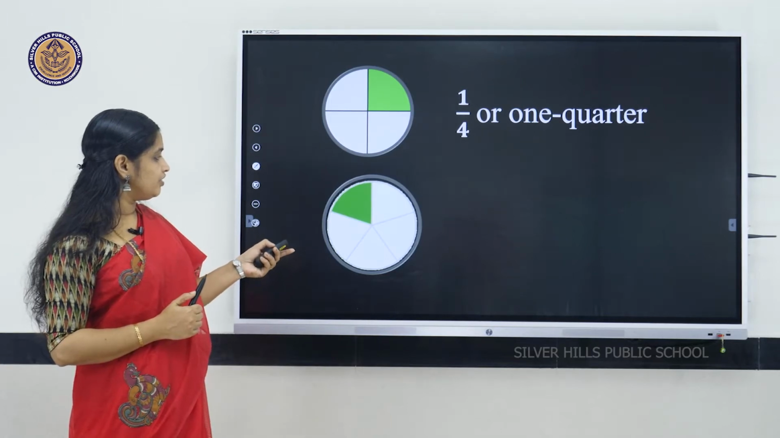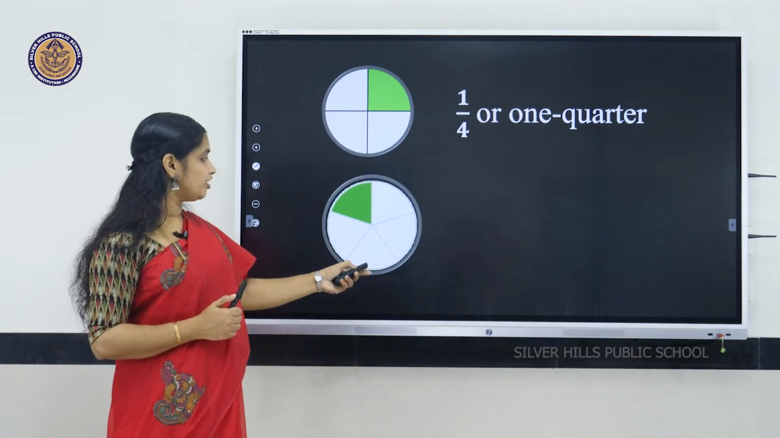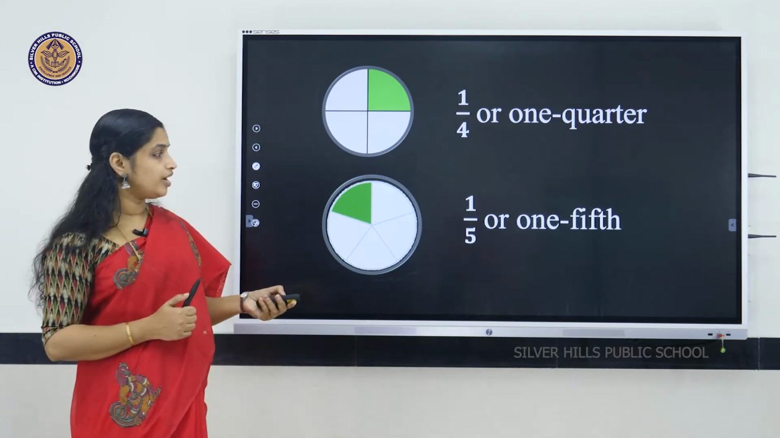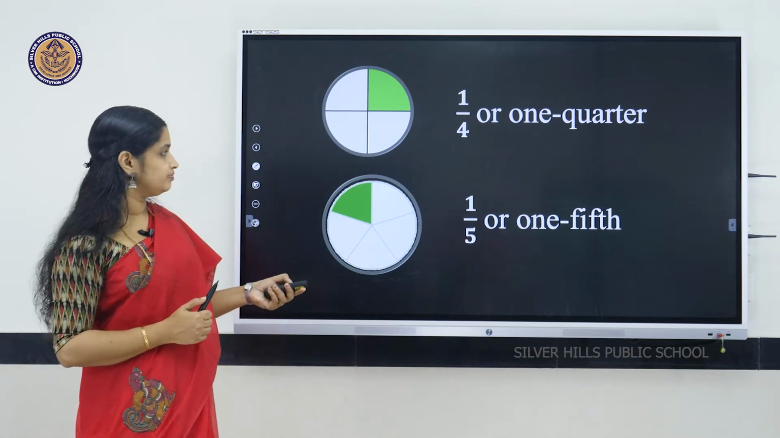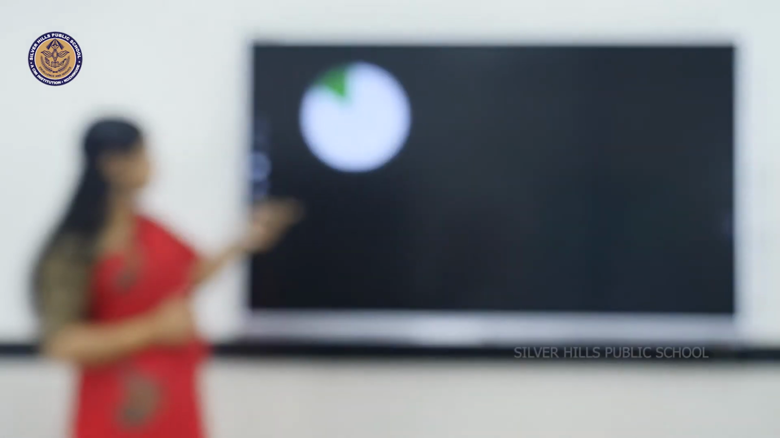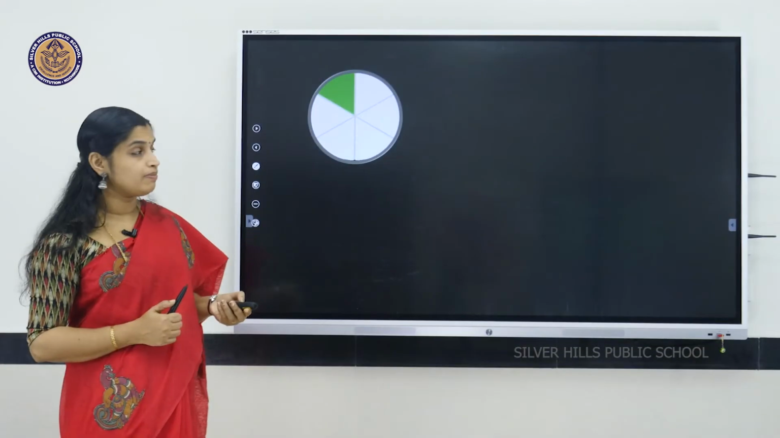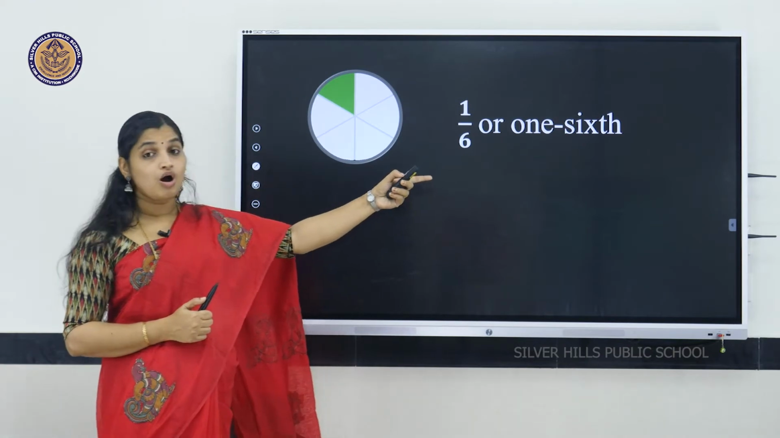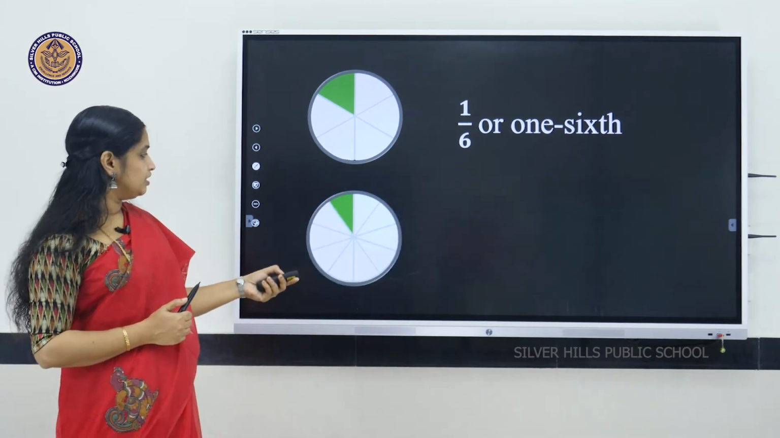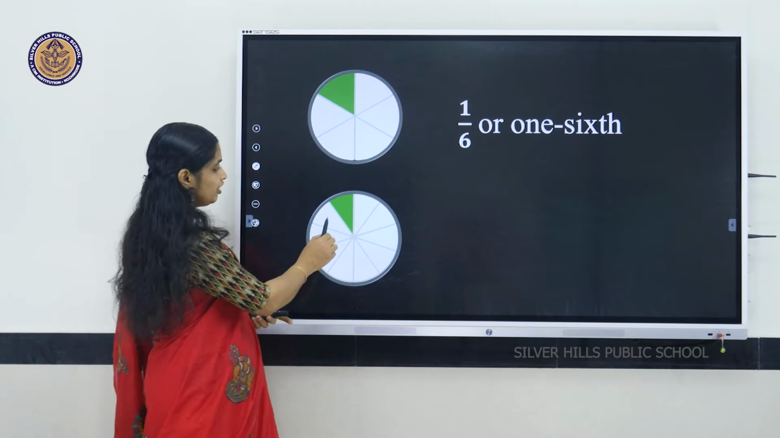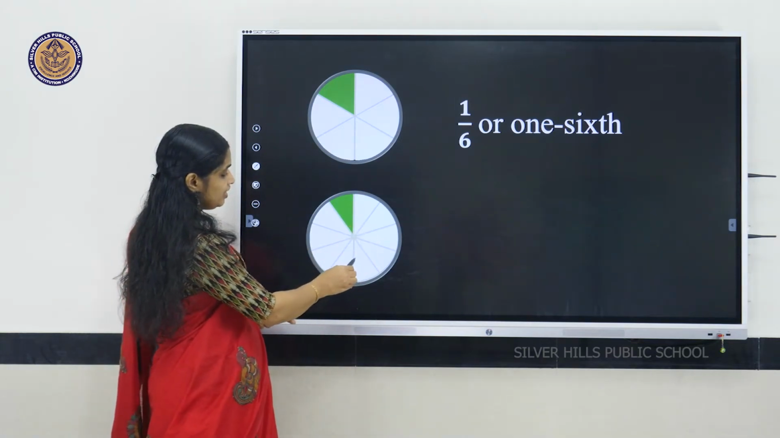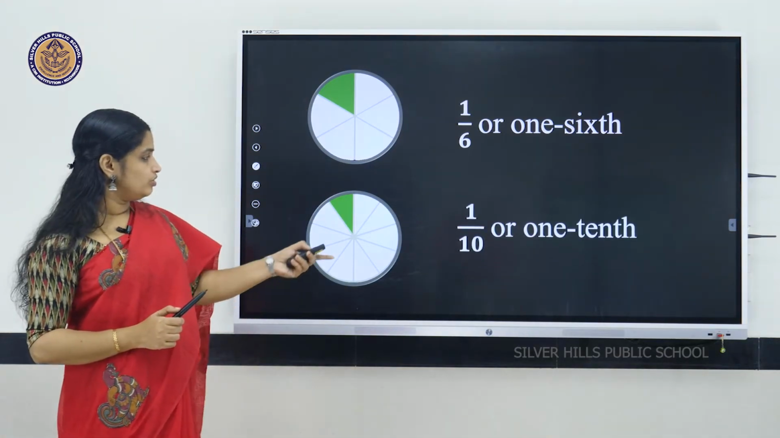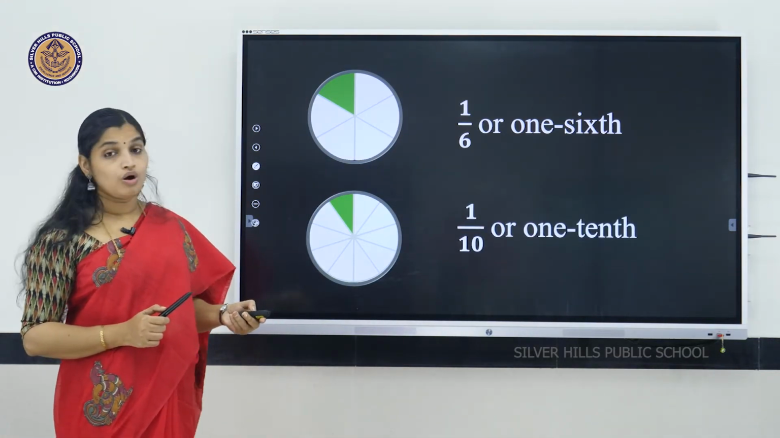Now here the circle is divided into 1, 2, 3, 4, 5 parts and one part is shaded. So it is 1 by 5 or 1/5. Here you can see the circle is divided into 6 parts and one part is shaded. It will be 1 by 6 or 1/6. Now here the circle is divided into 1, 2, 3, 4, 5, 6, 7, 8, 9, 10 parts and one part is shaded. So the fraction is 1 by 10 or 1/10.